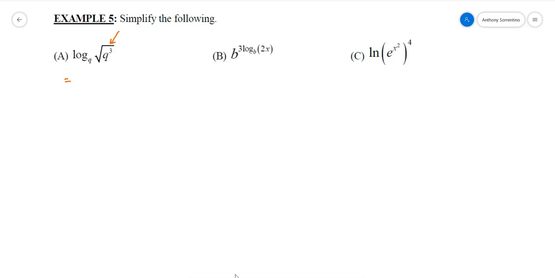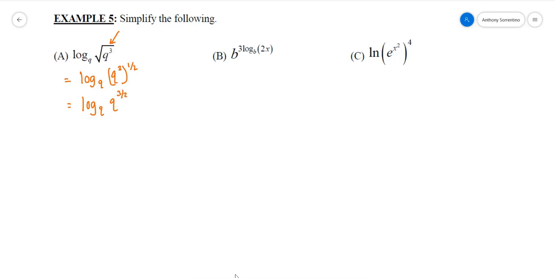Well, q to the third power square rooted is the same thing as me saying the log base q of q to the 3 raised to the 1/2 power, which is the log base q of q to the 3/2 power.